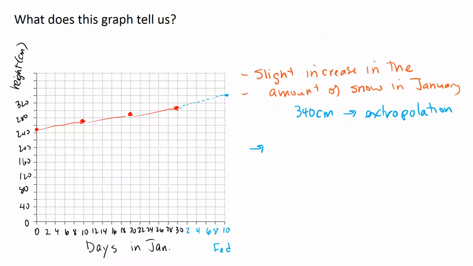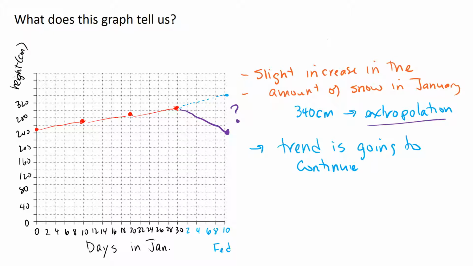Now, what am I assuming in that? I'm assuming that the trend is going to continue, that the snowfall is going to be consistent, that there's not going to be any change. But as we know with weather, there could be a warming trend and it could actually start to rain and it could go down. So when we extrapolate, we are making assumptions, and those assumptions have to be declared. So when you are asked about extrapolation, please explain your assumptions as well.